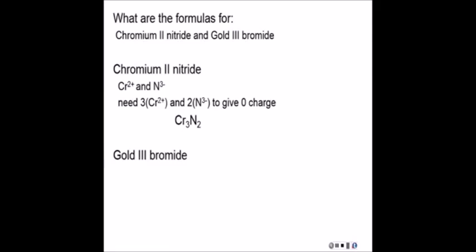Next we have gold 3 bromide, so that's going to be Au +3 and Br -1. So what will the formula be here? We need 1 gold and 3 bromide to give us a charge of 0, so the formula is AuBr3. So you notice the names now. AuBr3 was called gold 3 because there's also a gold 1 out there.